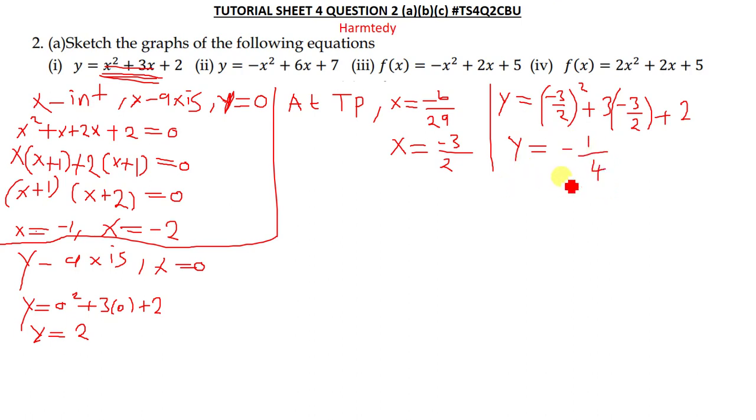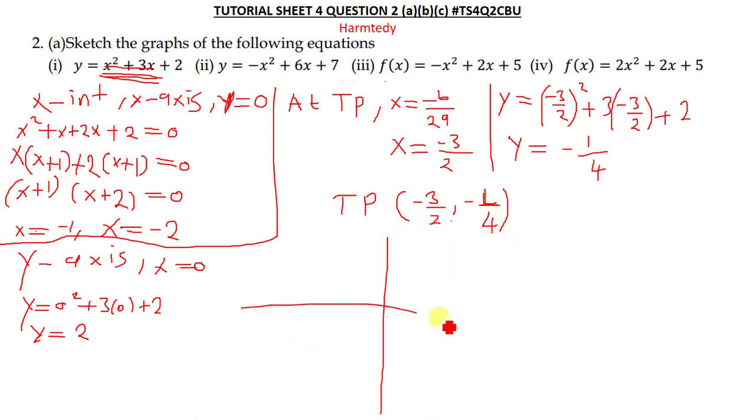So once you simplify this, you now conclude that the turning point of the curve that I'm going to sketch will just be negative 3 over 2 comma negative 1 over 4. So from here you can even go straight into sketching. So let me just write it this way.